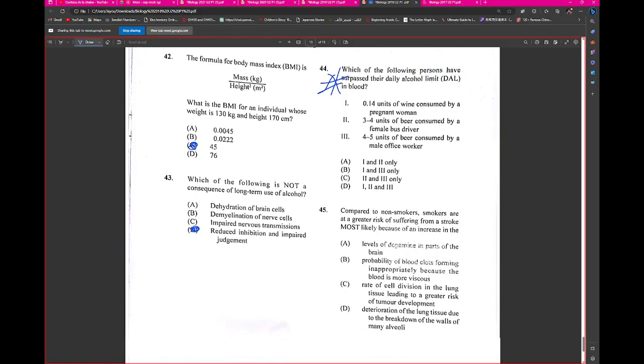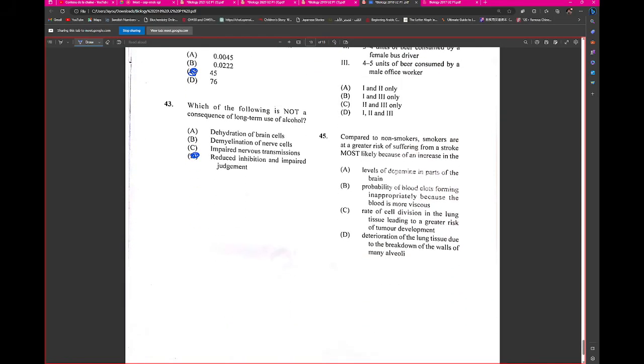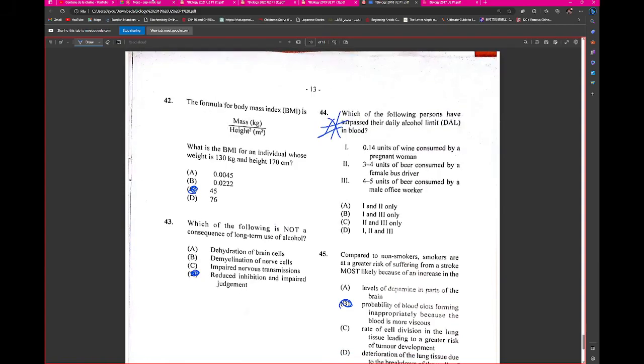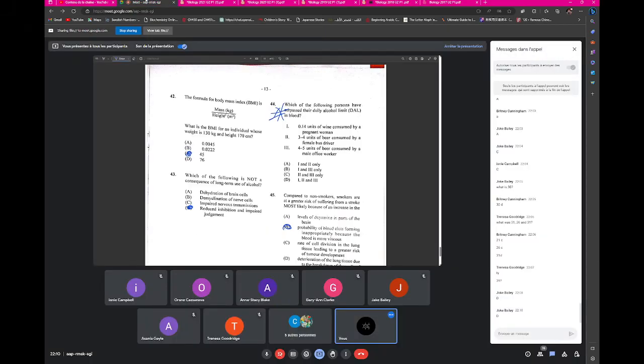Alright, 45, compared to non-smokers, smokers. Alright, we looked at this already. For 44, I'm not hearing anybody. If I'm not hearing anybody, I'm not generally gonna do the question. So you guys said D. Why D? That's all I'm asking.